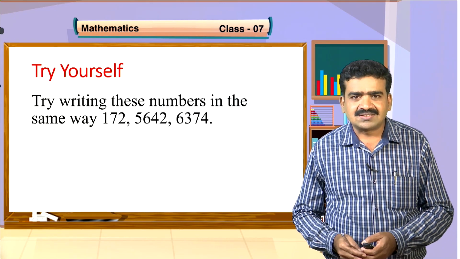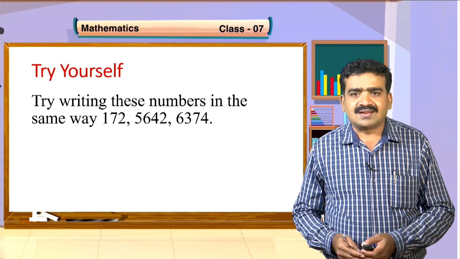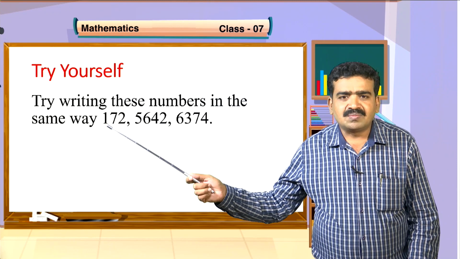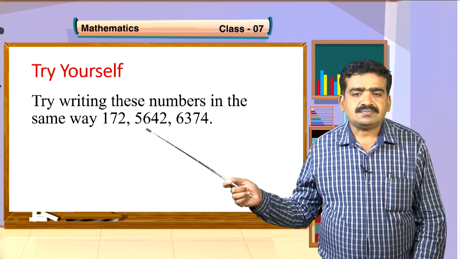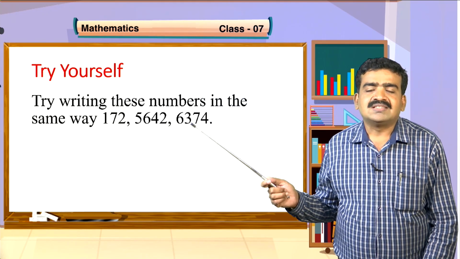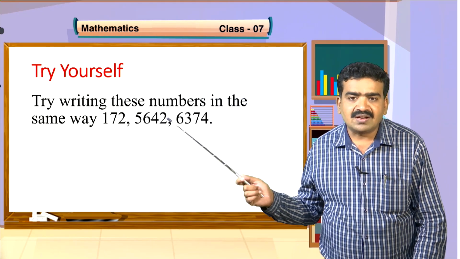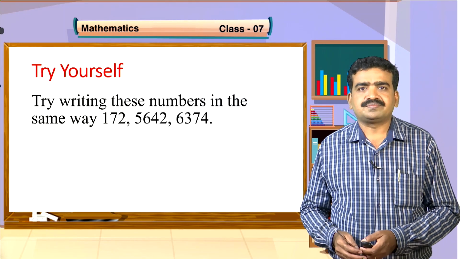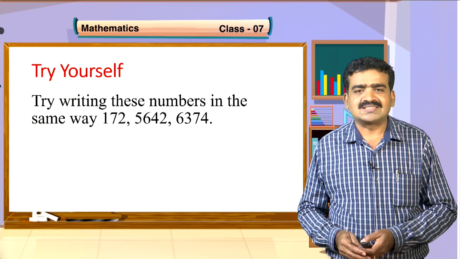Can you try this yourself? Write the number in exponential form. Here the numbers are given: 172, 5,642 and 6,374. These are the 3 different numbers you have to write in exponential form by expanding the numbers.